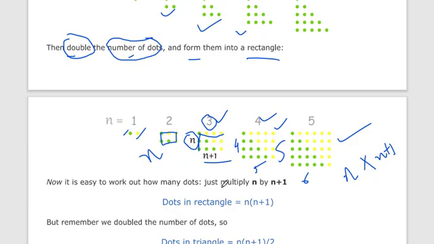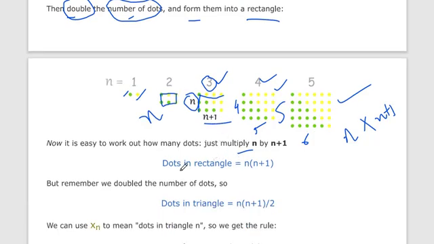Now it is easy to work out how many dots we have. We just have to multiply n into n plus 1. It is simple multiplication, so we can calculate the number of dots. So the dots in the rectangle are n into n plus 1.